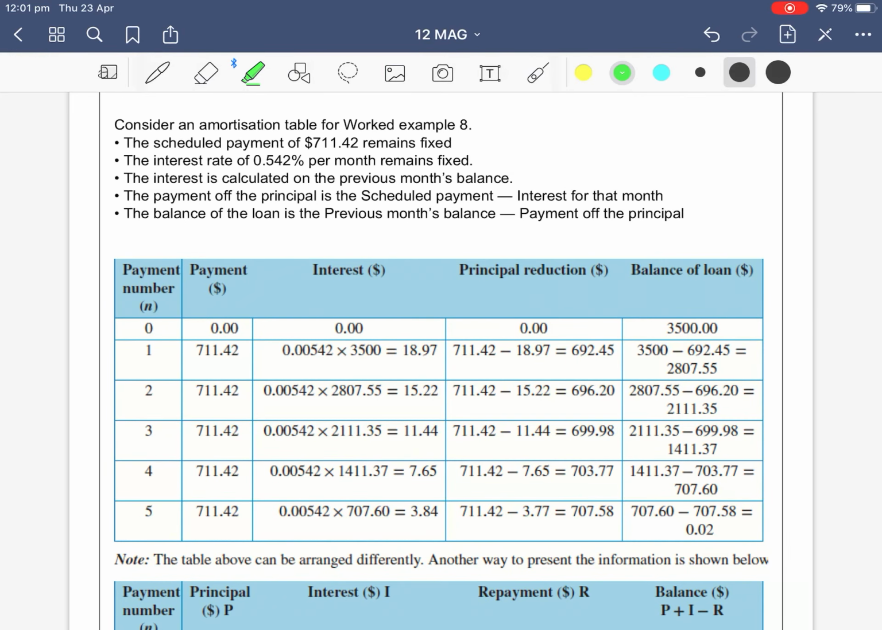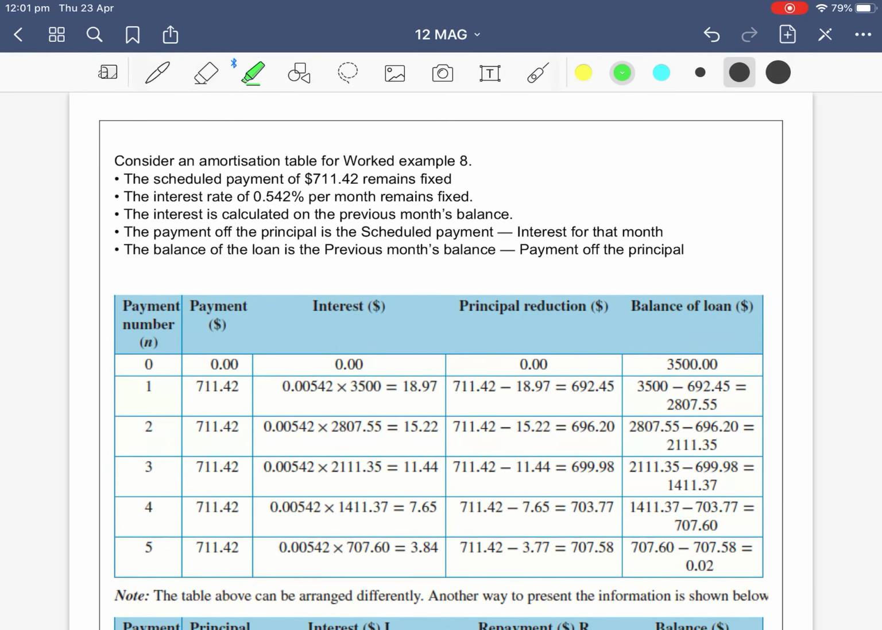This is crazy, so bear with me. This example is in your textbook, and it's just for you to see what the table ends up looking like with all the working out. Just before, we considered a payment of $711.42, and an interest rate per month, that's R, remember. It's to do with the previous month's balance and so on. You also notice that these numbers over here are the numbers that we saw on our calculator, or very similar. They're slightly different only because we rounded.